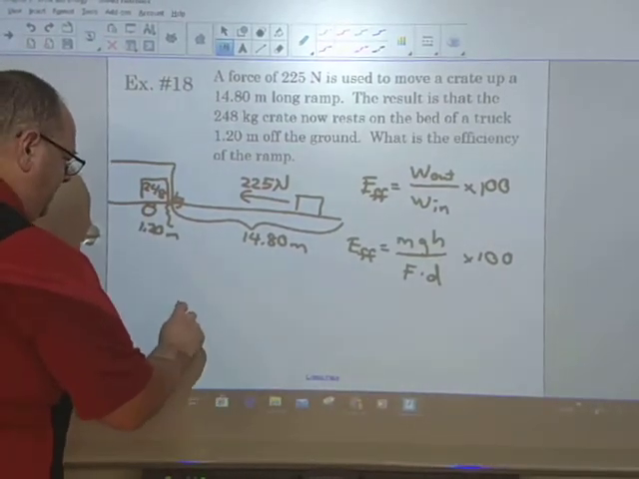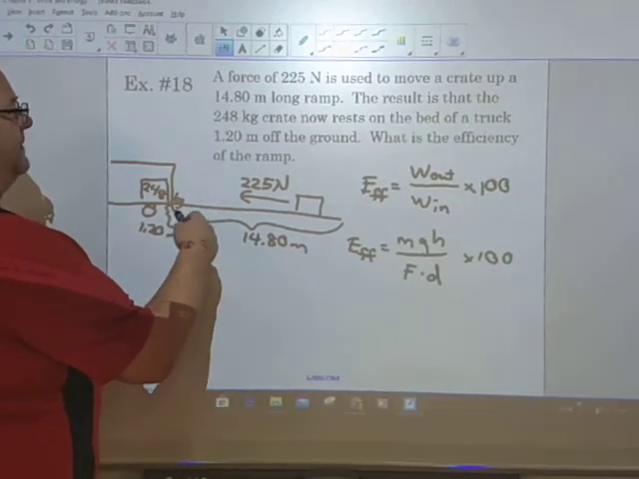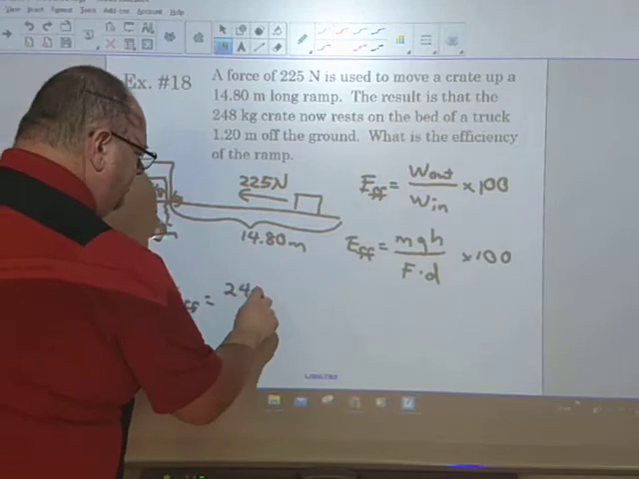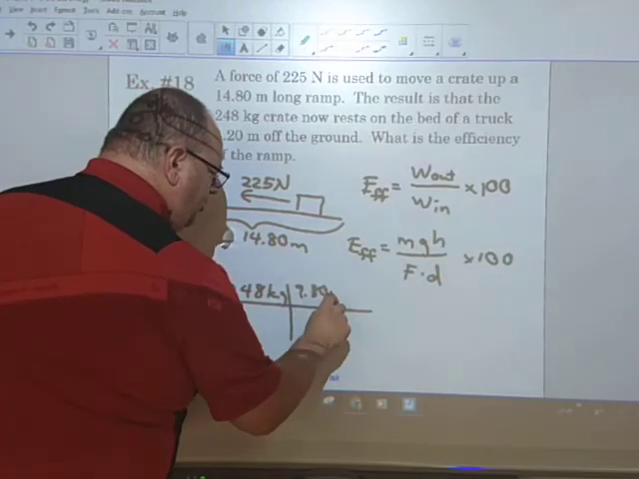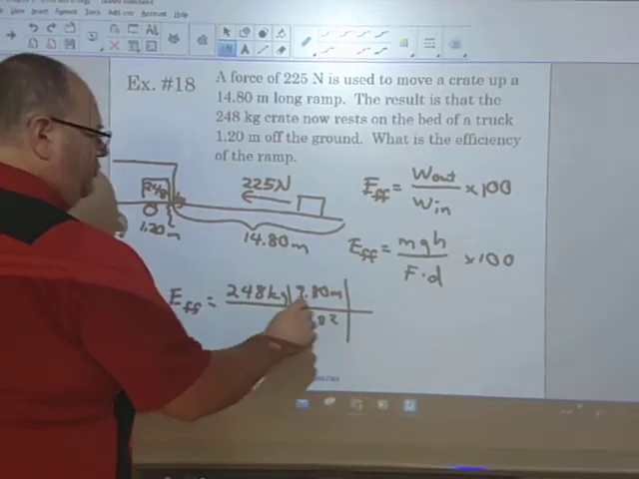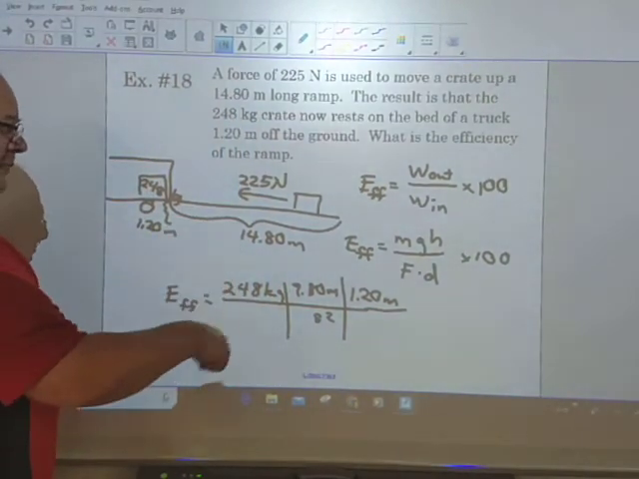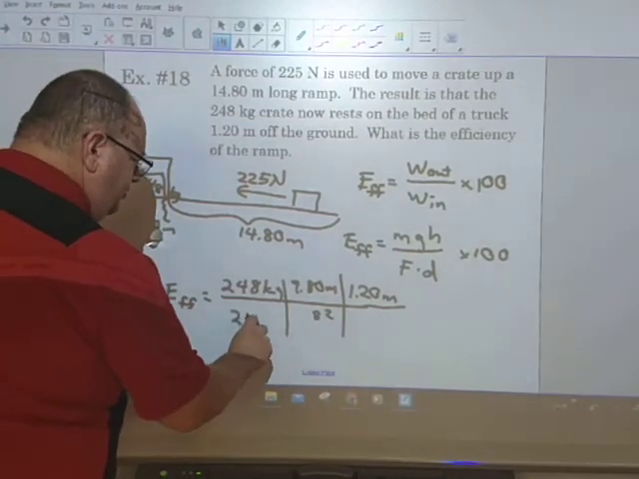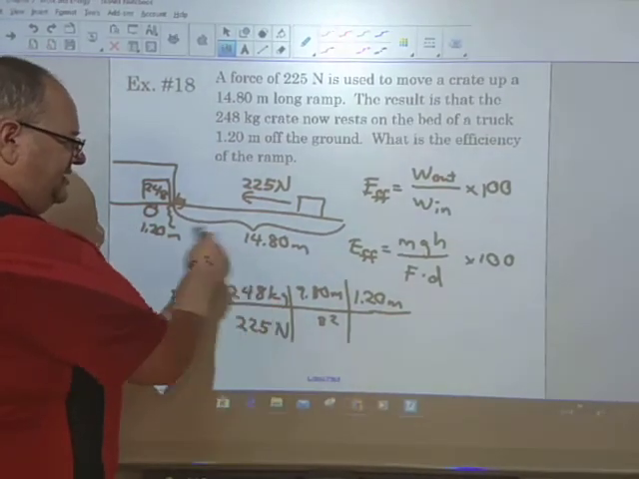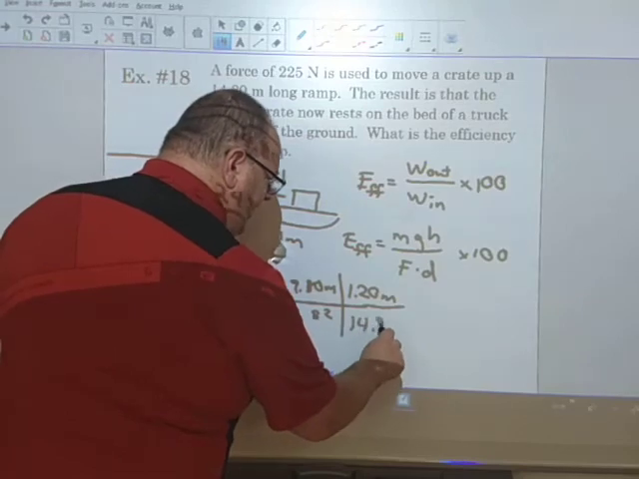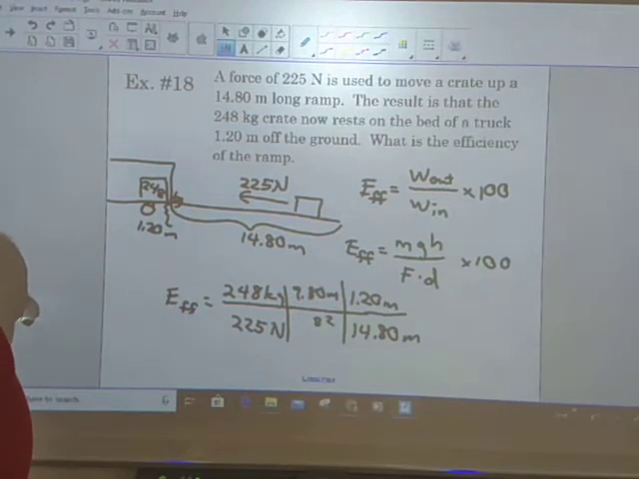All right, I'm going to take that efficiency that we just reasoned out, and mgh. We've got a mass of 248 kilograms. We're on the Earth, so g is 9.80 meters per second squared. The height was 1.2 meters. Now, on the bottom, the force I applied was 225 newtons. So I just put that into any open space on the bottom. The distance over which we applied that force was 14.80 meters.